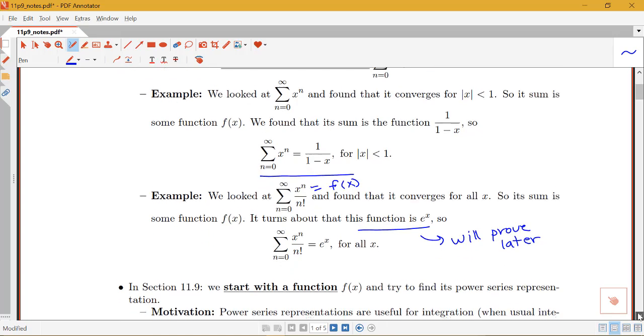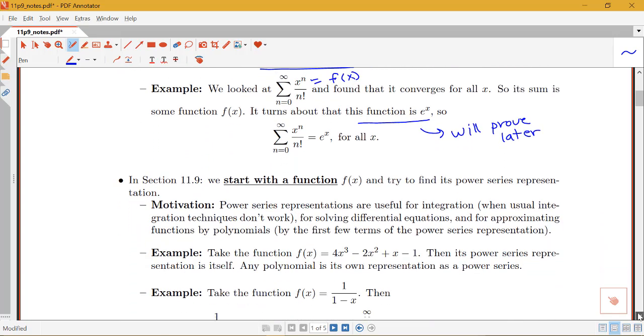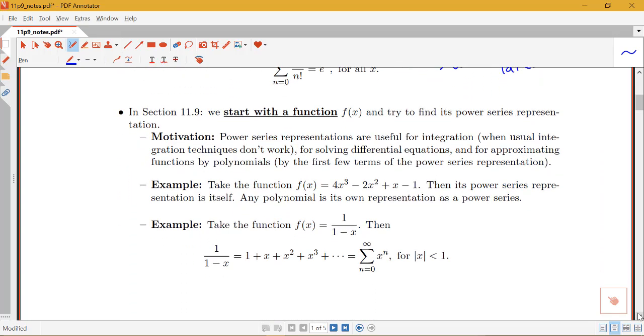In this section, in section 11.9, we're working sort of the backwards problem. We're starting with a function instead of with a power series and trying to find a power series representation of that function. So why would we want to take a function and then write it as what seems maybe initially like something messier, like this infinite power series? Well, power series representations are really useful in several situations.